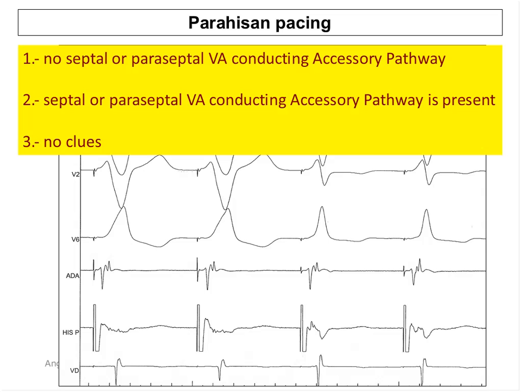I think that despite having the answers there, you can tell in lead V6 the narrowing of the QRS when you compare the last 2 beats with the first 2 beats.